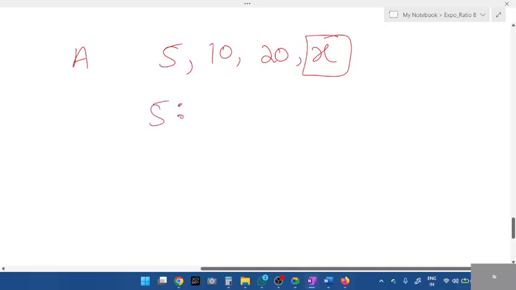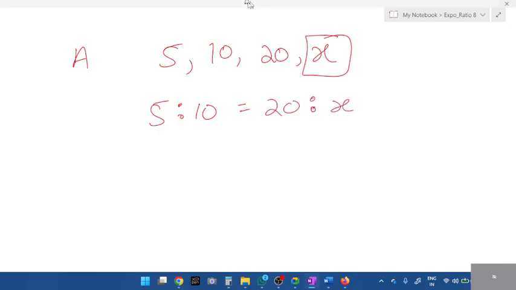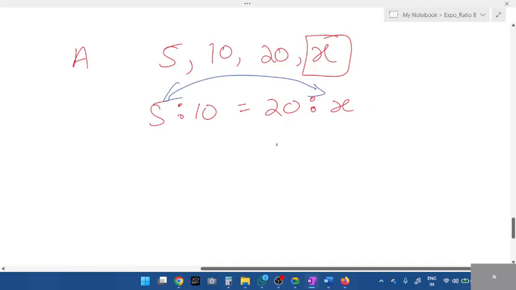Now, whenever A, B, C, D is given, look here. A value will be given: 5, 10, 20, and you'll have X. This is the second type of concept where the X value will be missing. Take this question, write it like this: 5 is to 10 should be equal to 20 is to X. First line. Second, multiply product of extremes. What's the answer? 5 into X is equal to 10 into 20.